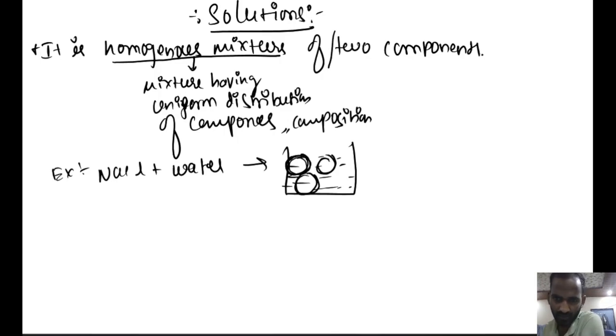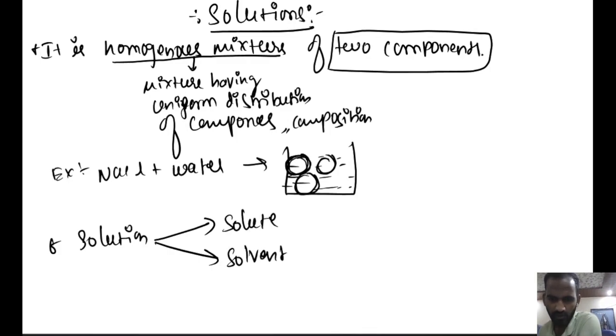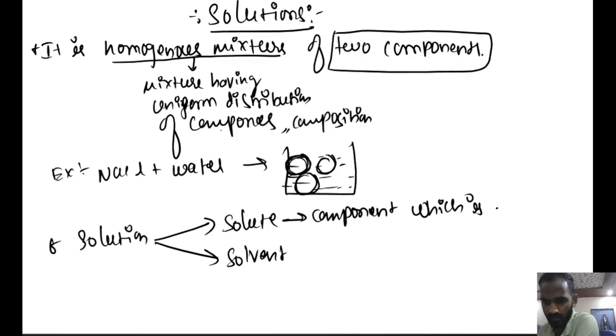And I am saying here that there are two components. So which are those two components? Actually this solution is made up of two components. One is the solute, and the other is the solvent. So what is the meaning of solute here? For generalization, the component which is in less quantity is called a solute.